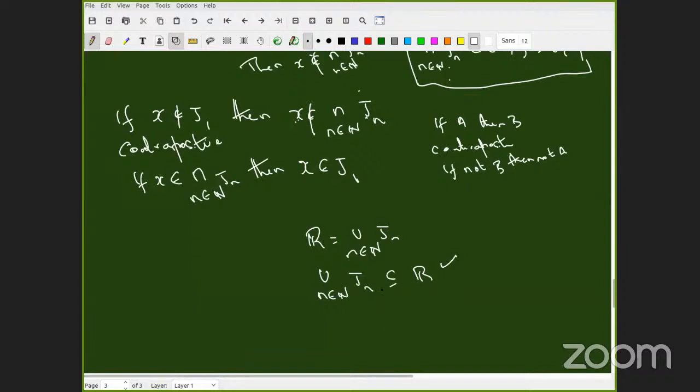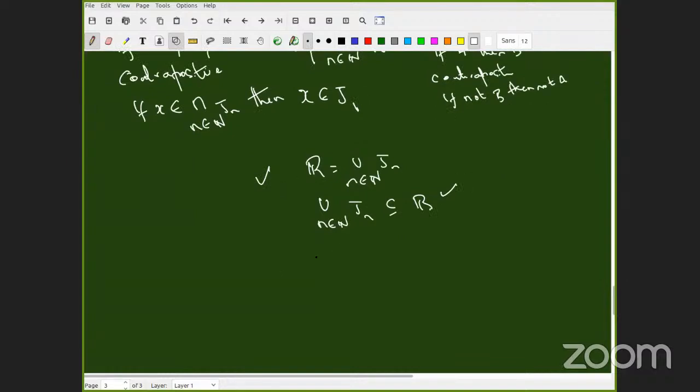But again, don't look at it like this. Go through a perfect argument. Start with x in the union. Then what does the definition say? There exists n in N such that x belongs to Jn. But Jn is given to be a subset of R. Therefore, x belongs to R. We have started with x in the union and we have proved that x is in R. Okay, good.